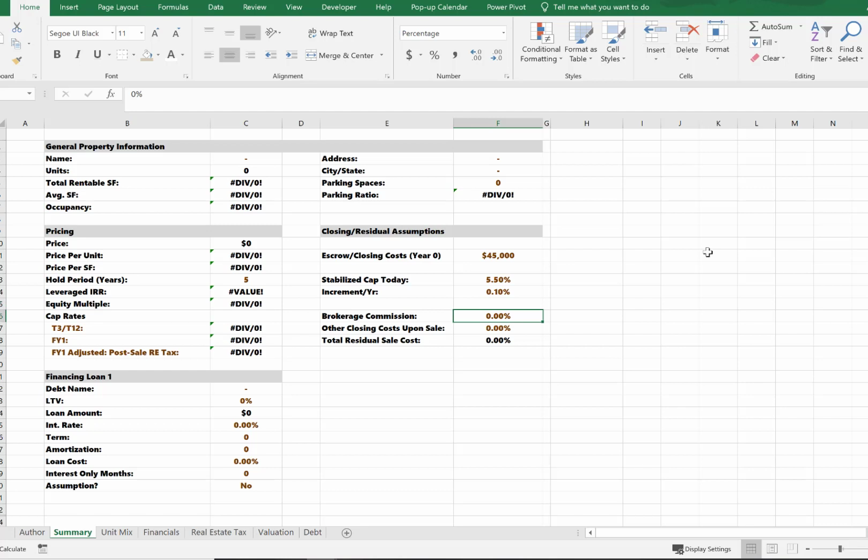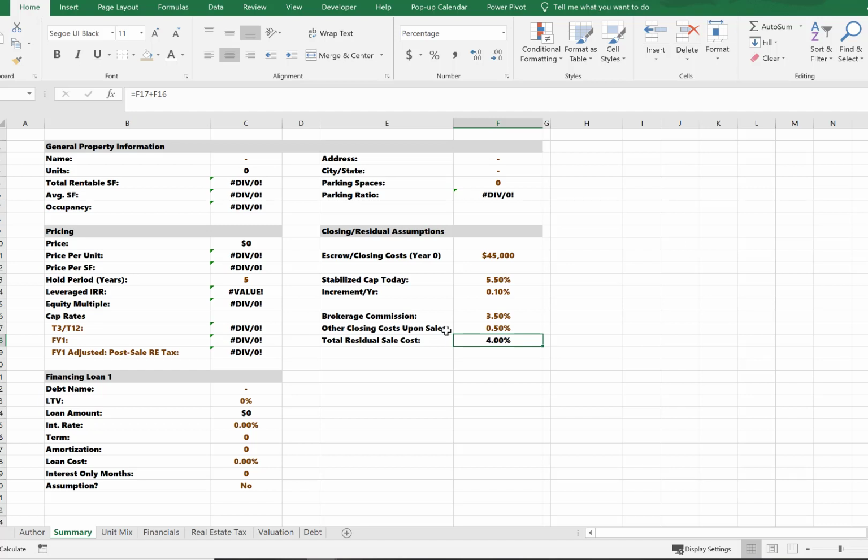You're going to enter in a brokerage commission when you go sell it. Typically on a smaller deal, a broker might want between 75 grand and 125 grand, so I'm just going to put in 3.5% here. And then other closing costs: there's typically deed tax and other miscellaneous items, legal fees, stuff like that. I'm just going to put in 0.5%. So the total sale cost will be 4% of that residual value.